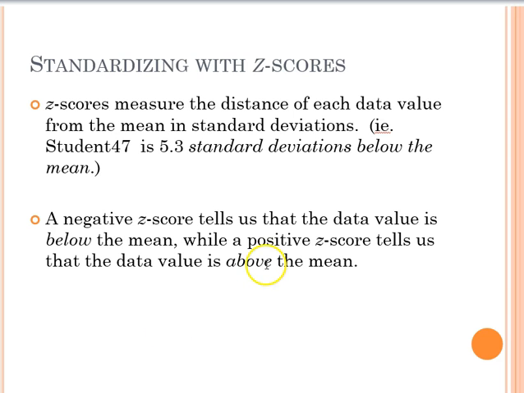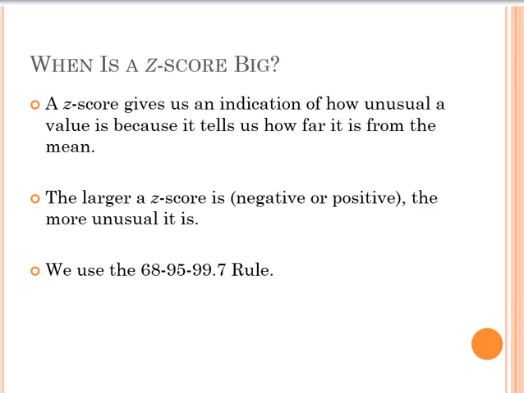The way that you interpret this z-score is that it's the number of standard deviations above or below the mean. So because they had a negative z-score, you would say that this is 5.3 standard deviations below average, whereas a positive z-score would be above average. Now 5.3 doesn't sound like very much, but let's get an indication of how big a z-score needs to be to be unusual. The larger a z-score is, the more unusual it is.